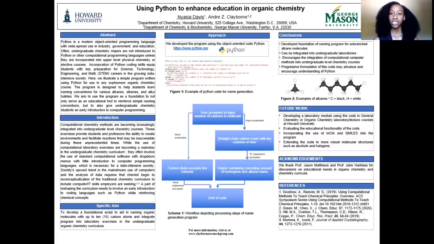Our future hopes are to develop a lab module that can be integrated into both general and organic chemistry labs, and to incorporate NOBCChE and SMILE strings into our code so that it will be able to recognize a wider variety of chemical structures, such as alcohols, alkenes, alkynes, and halogens.